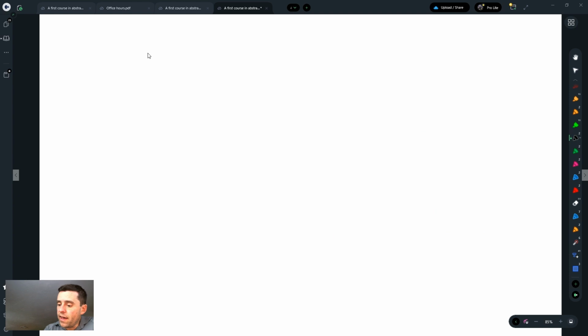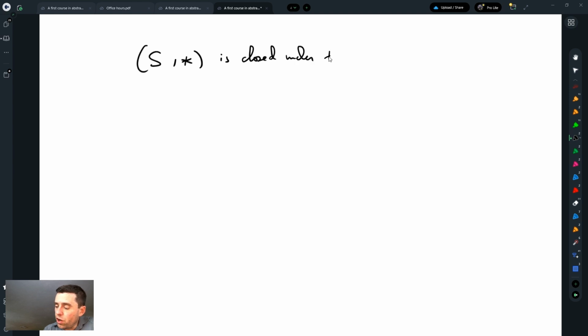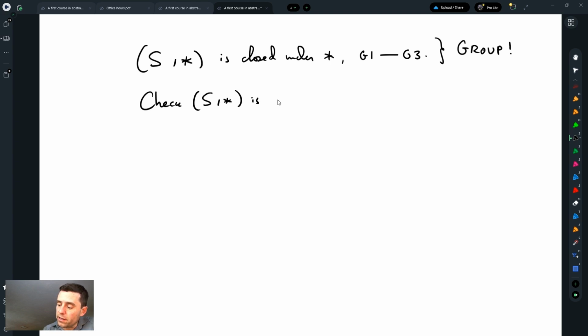So S under the star is closed under star and satisfies G1 through G3. It is associative, there's a neutral element, and there are inverses with respect to star. So this tells me that it is a group. Now I need to check that it is an abelian group.